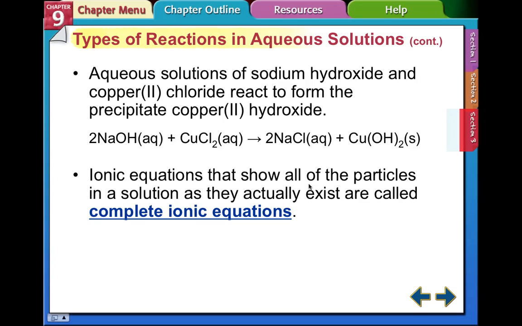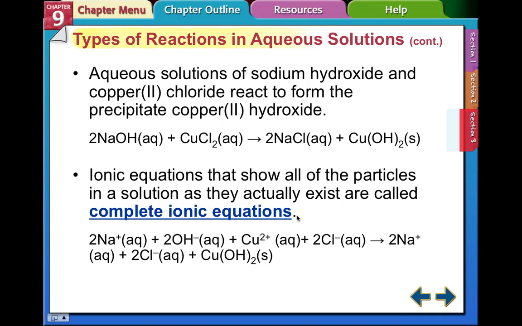Ionic equations show all of the particles in a solution as they actually exist. That is called a complete ionic equation. And here is your equation that is now broken down. You have two sodiums that are plus, you have two hydroxides that are minus. You have a copper, which is a +2, still aqueous, and you have two chlorines that are negative. On the product side, you have two sodiums that are positive, you have two chlorines that are negative. Now the solids never come apart. They always stay together.